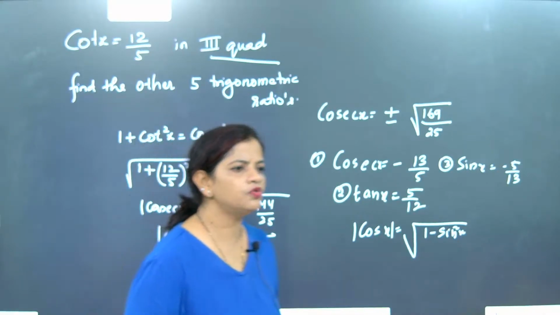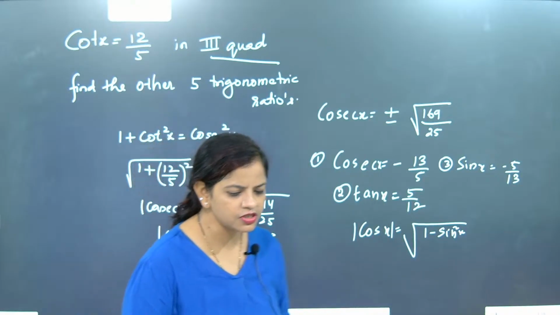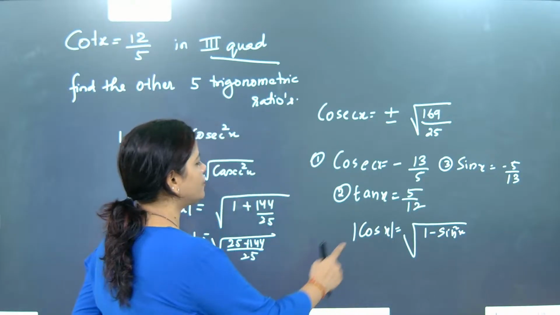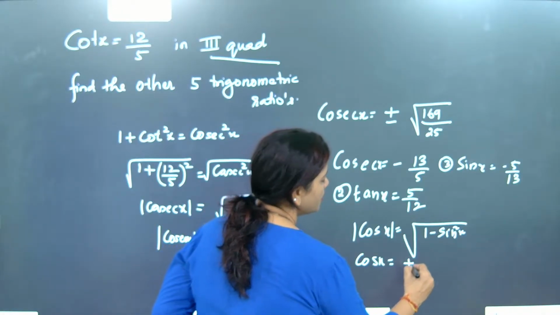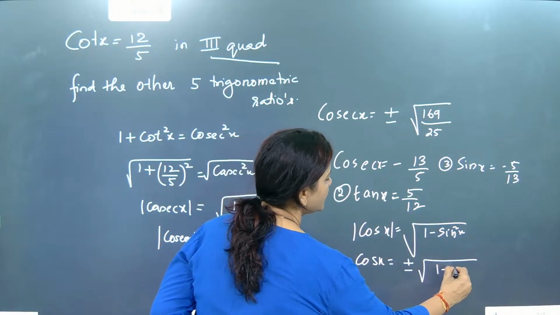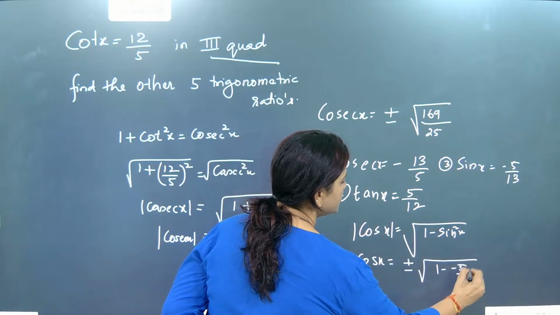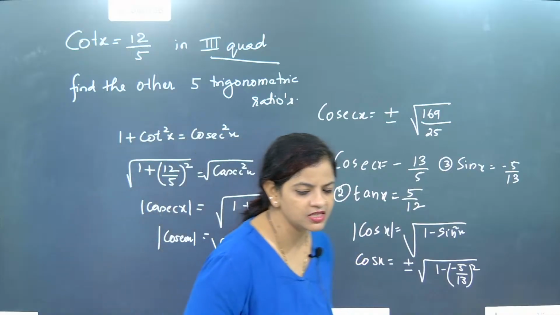What are the two values, beta? Plus and minus. So when you leave it, cos x will be equal to plus and minus root under 1 minus, what is the sine value, beta? Minus 5 by 13 whole square. Don't forget to put minus, because the sine x value that came is minus.